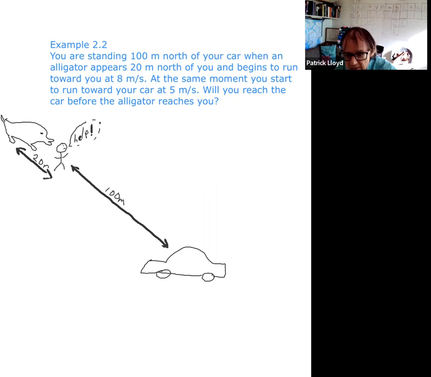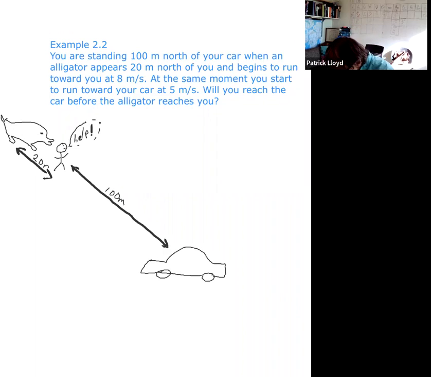Now notice he's got to run farther. He's got to go 20 meters plus 100 meters, so that's a total of 120 meters. So the distance you're going to travel is 100 meters. The distance the alligator is going to travel is 120 meters. However, he's got a speed of 8 meters per second. You've got a speed of 5 meters per second, right? So maybe you're not fast enough, but we'll see.